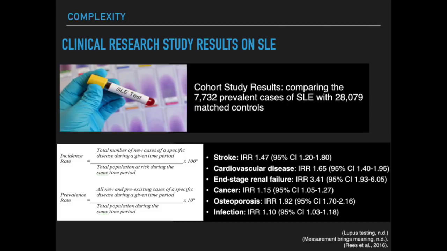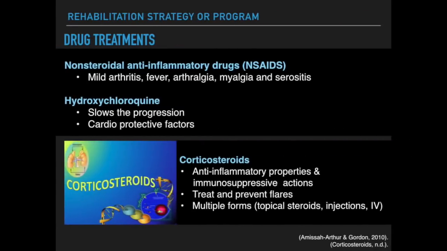However, one of the main studies that was conducted was a retrospective cohort study using the UK Clinical Practice Research Data Link, and prevailing cases of SLE were matched by age, sex, and practice to 4 controls. The incidence of cardiovascular disease, stroke, end-stage renal failure, cancer, osteoporosis, and infections were calculated for 1,000 person-years during the study period and compared to controls using the Poisson regression to obtain incident rate ratios and Charlson index score.